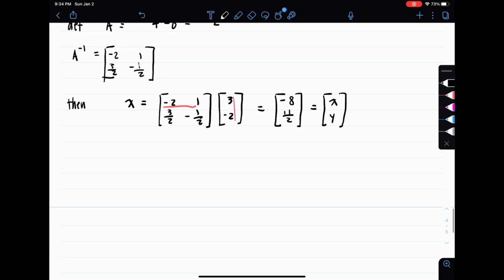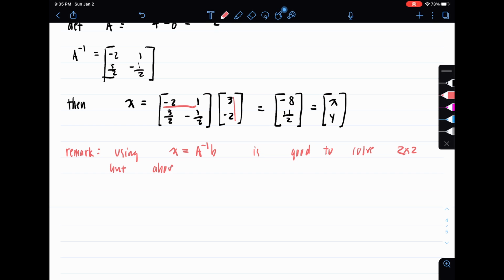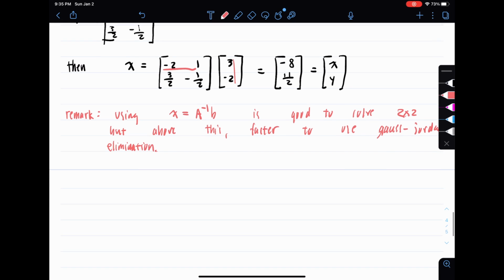My final remark for this video would be, intuitively it might seem pretty easy for us to use X equals A inverse B, but it is only useful to solve 2 by 2 matrices because any matrix above a 2 by 2 is better solved using Gauss-Jordan elimination.